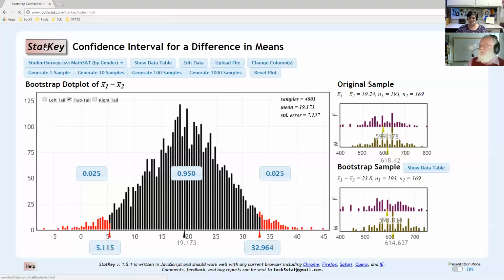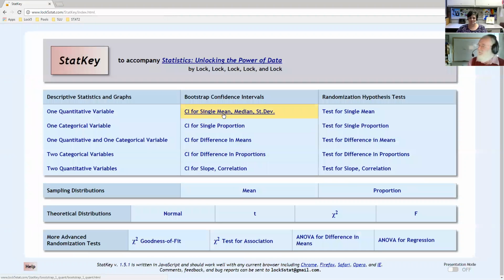Let's try one more, back to StatKey. Now I want to do the standard deviation. So I'll go back to this one. This is organized in one variable, one quantitative, one categorical, and so forth. So one quantitative would be standard deviation.